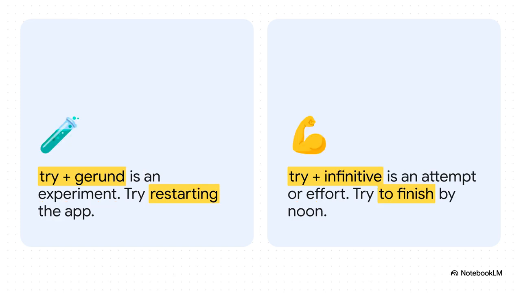And our final tricky verb is try. This is a subtle one, but it's so useful. Try restarting the app suggests an experiment, like, hey, give this a shot and see if it works. But try to finish by noon implies making a difficult effort. You might not succeed, but you're going to attempt it. One is an experiment, the other is an effort.